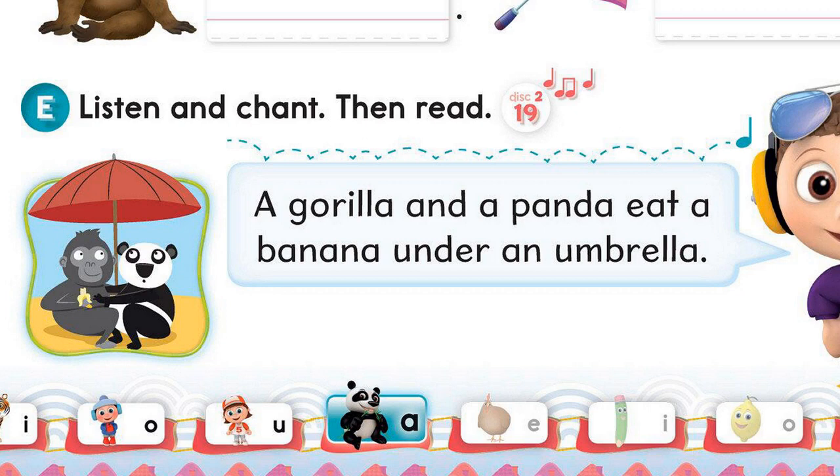A gorilla and a panda eat a banana under an umbrella.